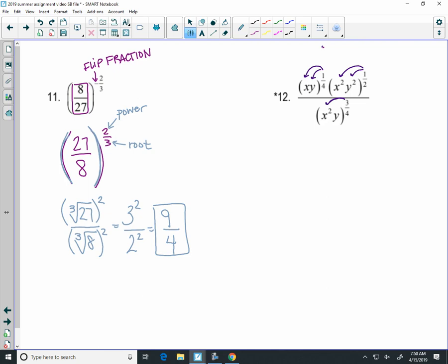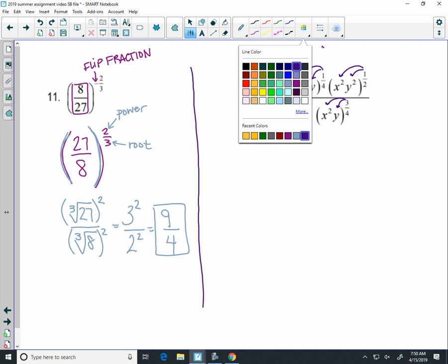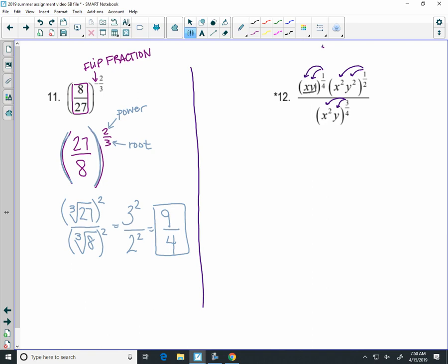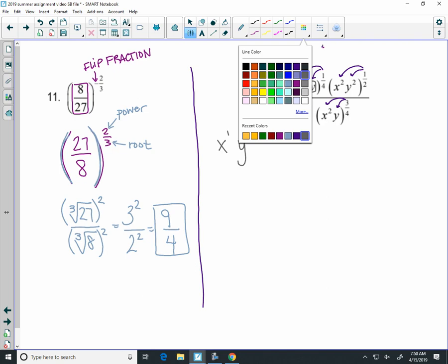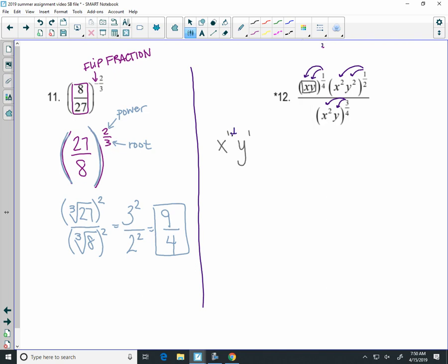If you could, pause and try to get that done on your own, and I will catch up with you. All right, hopefully you tried that. Here's what I'm going to do. For these first two, I'm going to recopy. It's x to the first and y to the first, and I'm bringing in that 1/4 on both. And my second set of parentheses here, I have x squared and y squared, and I'm bringing that 1/2 in.